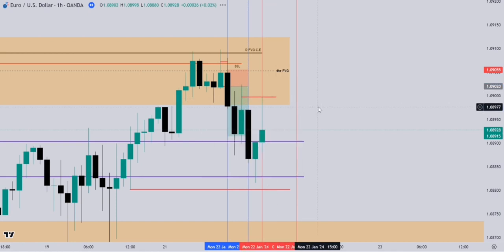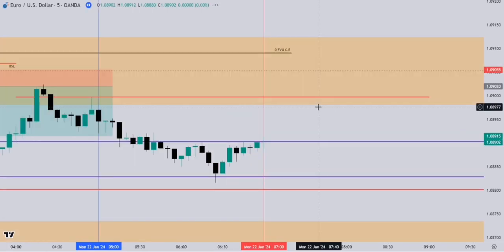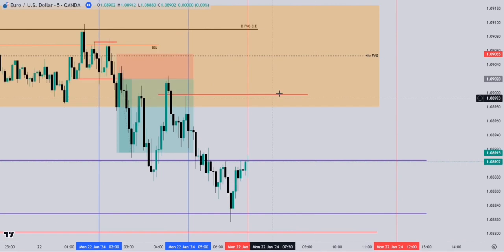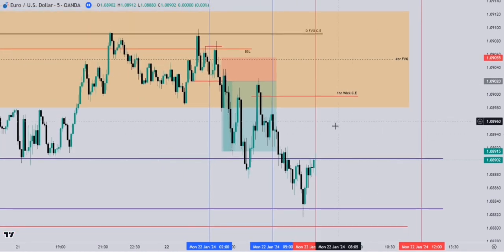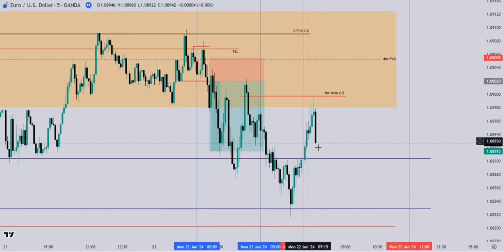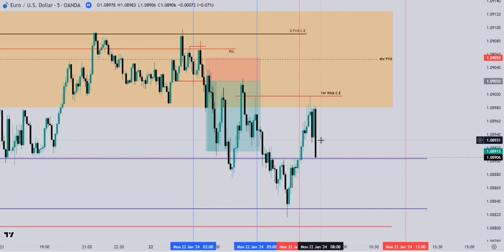Now we go to the lower time frame, 5 minute time frame, and we play the candles. So now we play the candles. This 1 hour wick consequent encroachment can act as a level of resistance, and also this 4 hour fair value gap. So we play it forward. Now we are into New York kill zone.